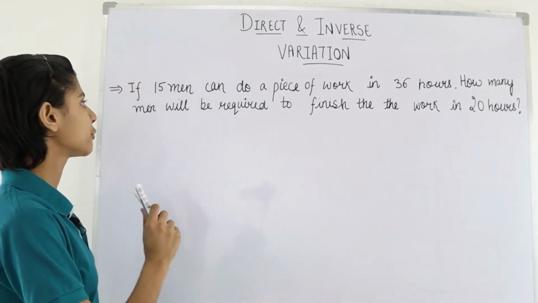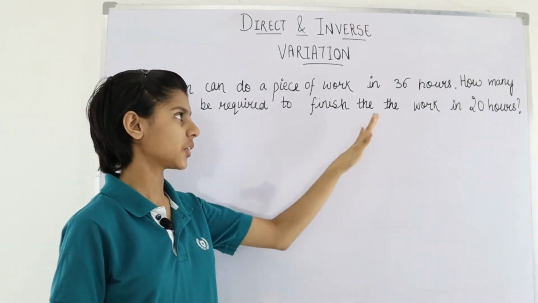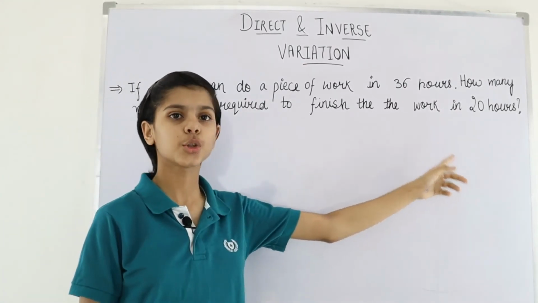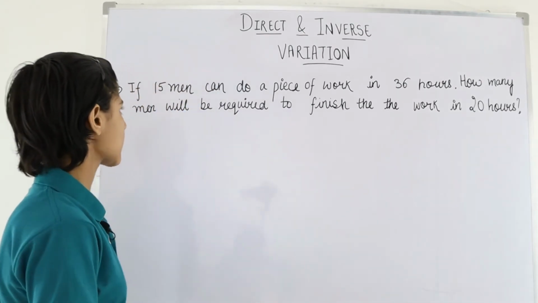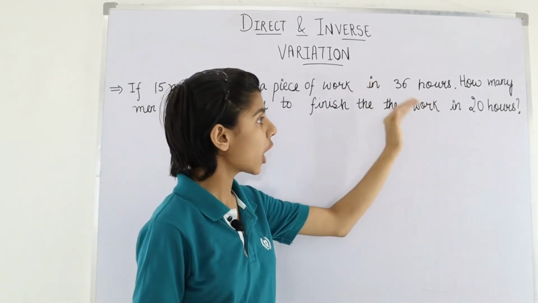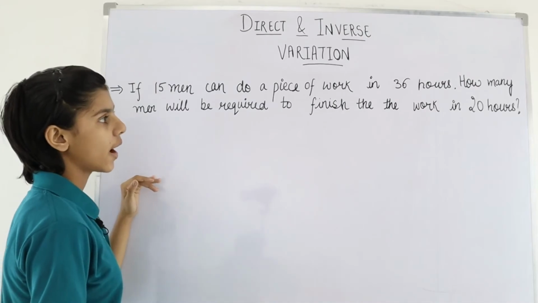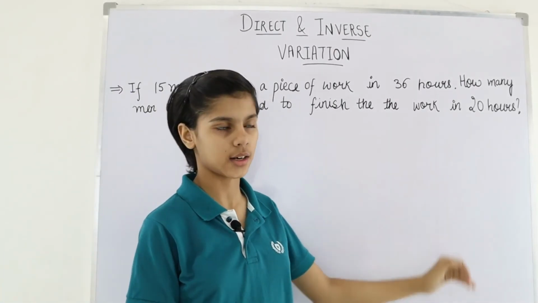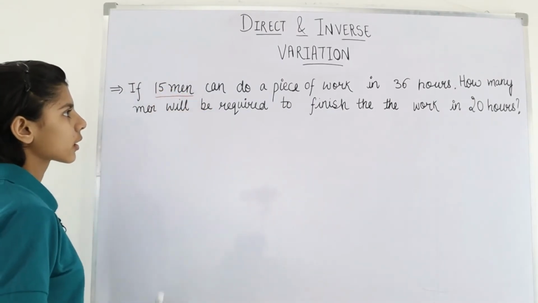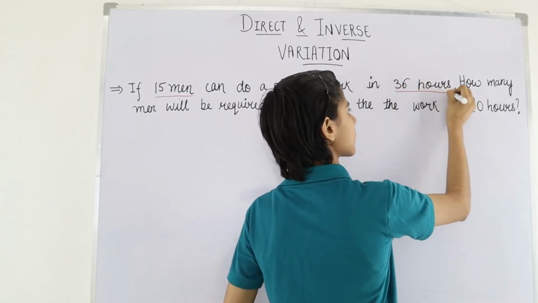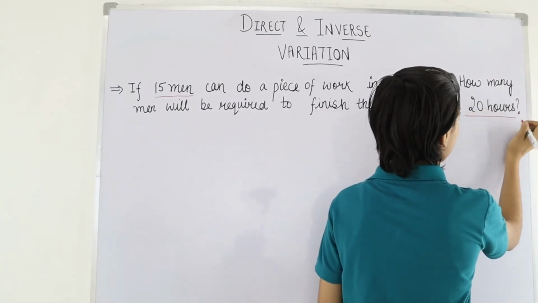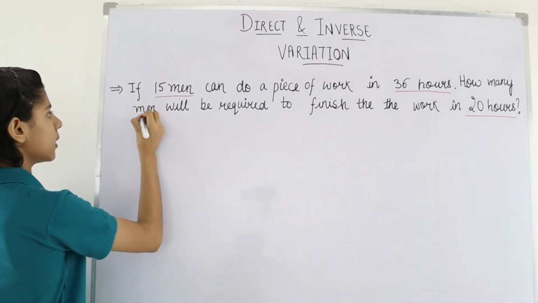It is: if 15 men can do a piece of work in 36 hours, how many men will be required to finish the work in 20 hours? Means it is asking that there are 15 men, they can do a work in 36 hours. So how many number of men will be required to finish the work in 20 hours? So here we will highlight it. 15 men can do a piece of work in 36 hours. How many men will be required to finish the work in 20 hours? So what it is asking? Number of men.